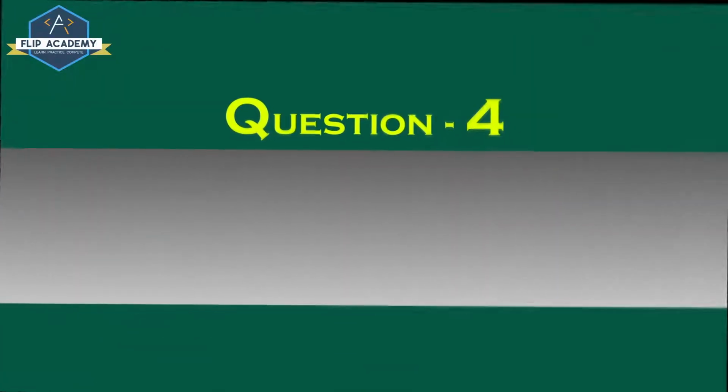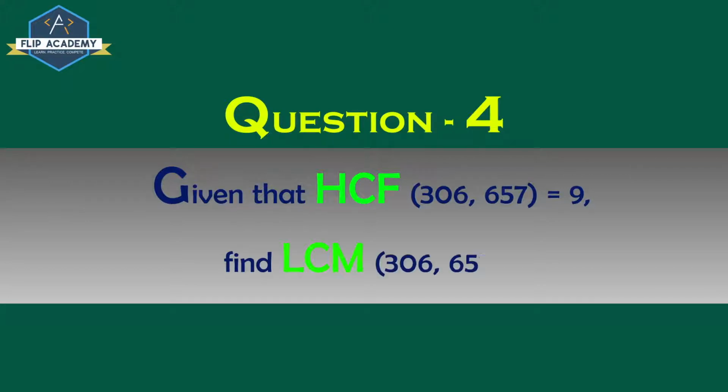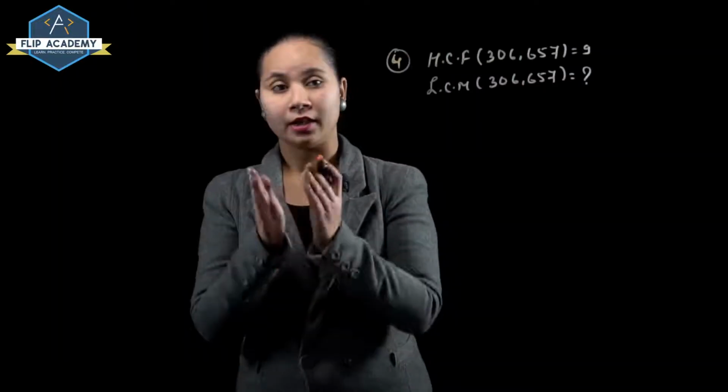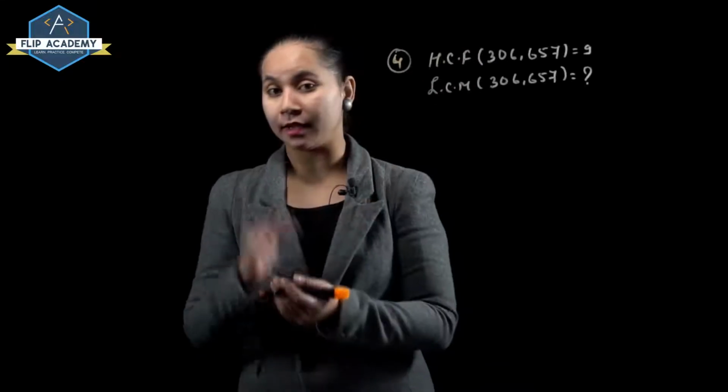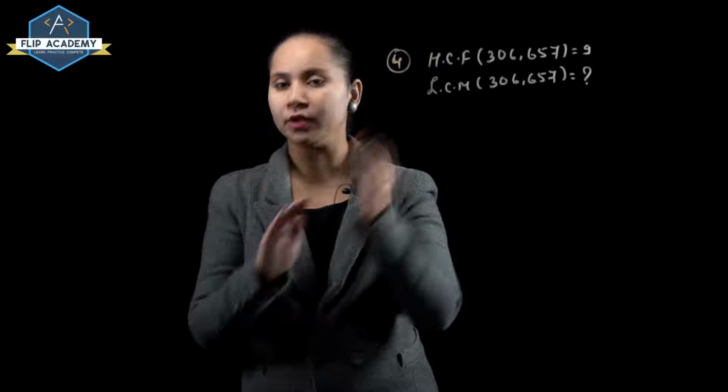Real numbers exercise 1.2 question number 4. Given that HCF of 306 and 657 is equal to 9, find the LCM of 306 and 657. Student, in this question the HCF of 306 and 657 equal to 9 is given. We have to find out the LCM of these two numbers.